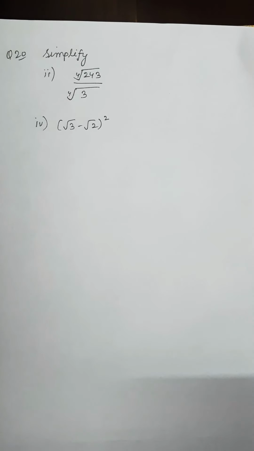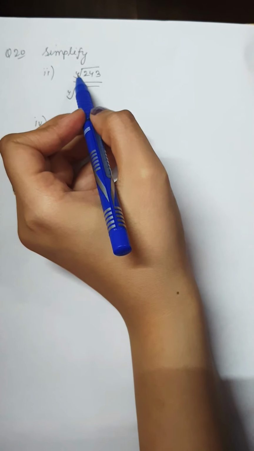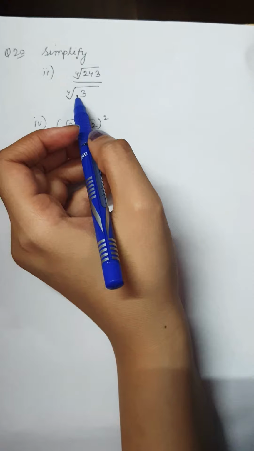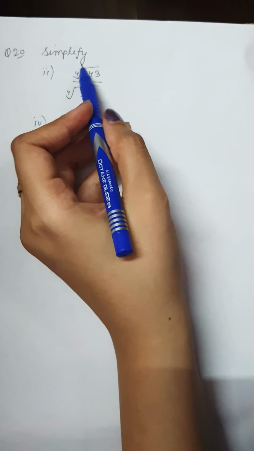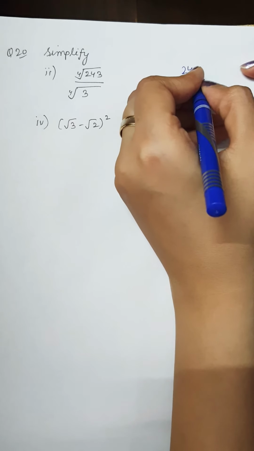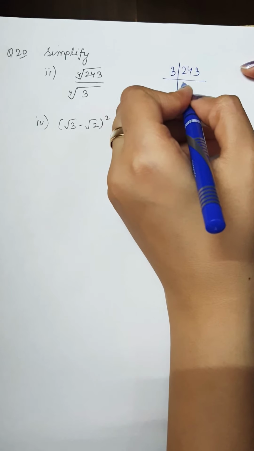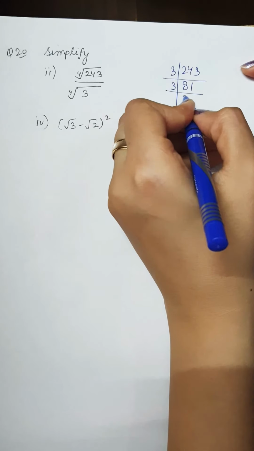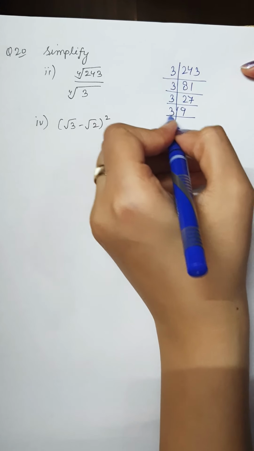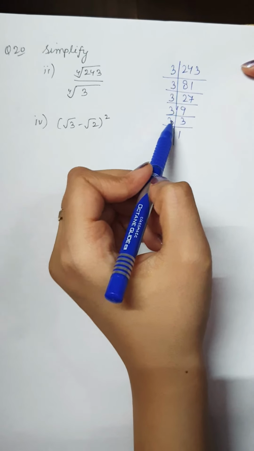Last question for today. Simplify both. This is 4th root. This is also 4th root. So first we need to prime factorize 243. It's quite a big number. 3, 81, 27, 9, 3. So 3 is occurring 5 times.